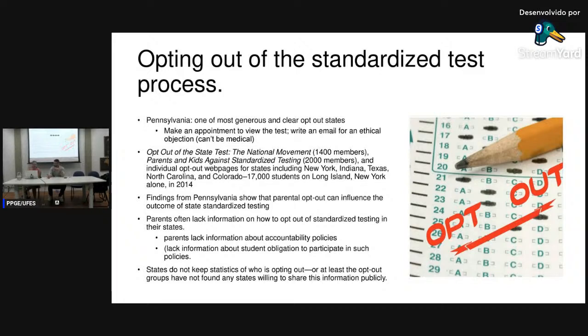The law in Pennsylvania is actually a very old law from 100 years ago, way before these tests were created, that gave evangelical Christians the right to opt their children out of anything too secular.